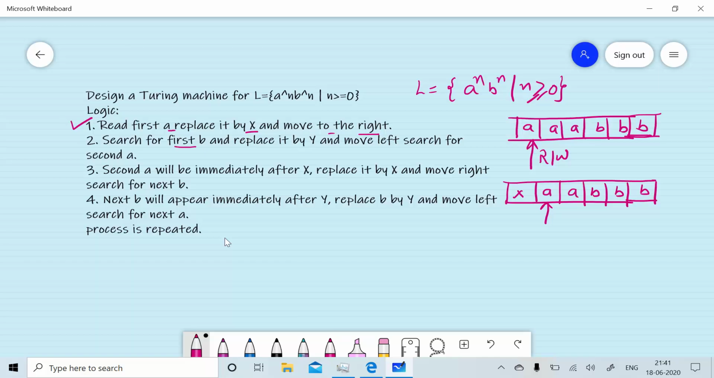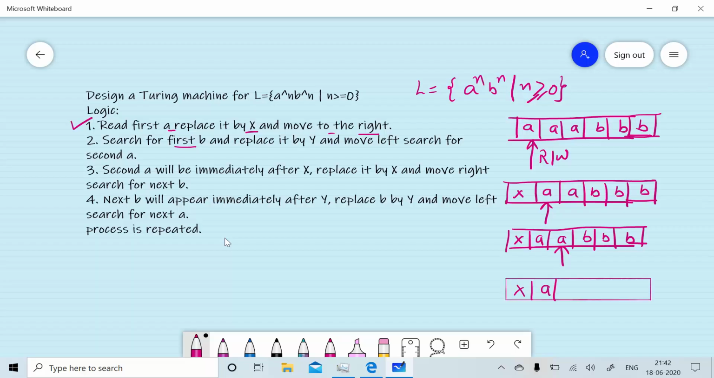Now we will search for the first B, and the first B will appear after the A's. So we will read A, replace it by A and move to the right hand side. We will read A, it will remain A and our read write head will point to the next symbol. Now the next symbol is B. So we will replace B by Y and our read write head moves toward the left.